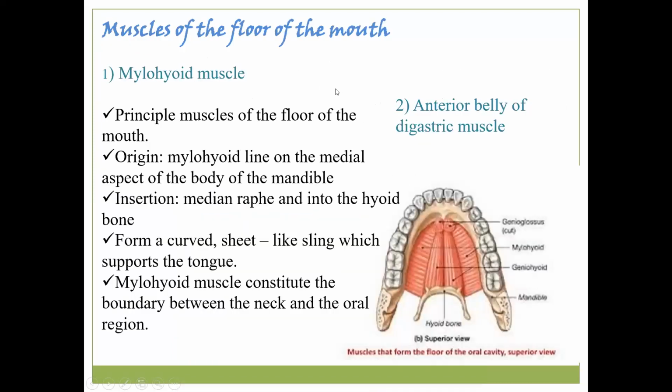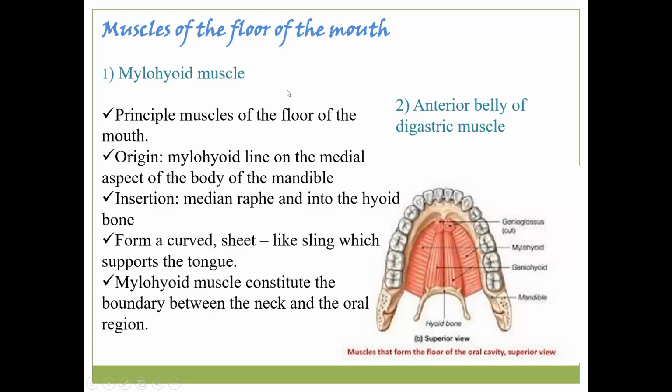Then you have to know about the muscles which form the floor of the mouth. There are two main muscles. The first one is the mylohyoid muscle, which you can see in this picture laterally. In this lateral muscle, you can see the muscle fibers are transverse fibers. And the second is the anterior belly of the digastric muscle, which you can't see in this picture.